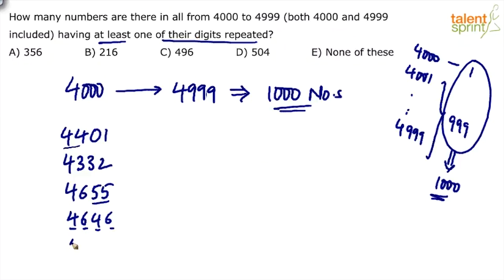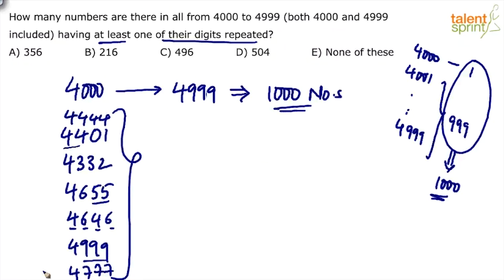Or we may have 4999, where the digit 9 is repeated. One digit can repeat twice also, like 999, right? Or we may have 4777, or for that matter 4444. All such numbers have to be counted, where at least one of the digits is repeated.